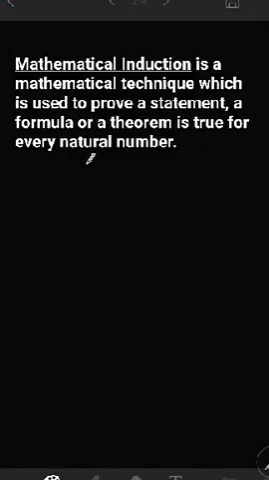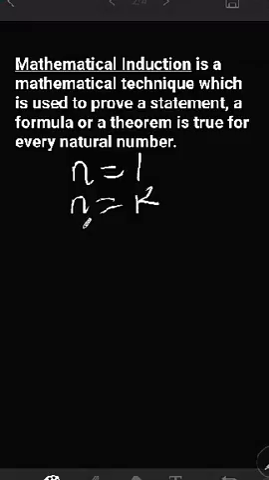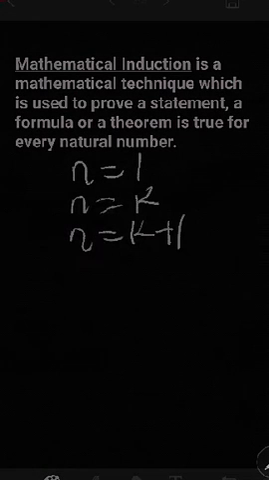So the first thing is we have to show that it holds for n equals 1. That is the first term. From there we can show that n equals k, and then further show that n equals k plus 1. So let's look at this example. Prove by mathematical induction that Sn equals a open bracket 1 minus r raised to power n close bracket over 1 minus r.